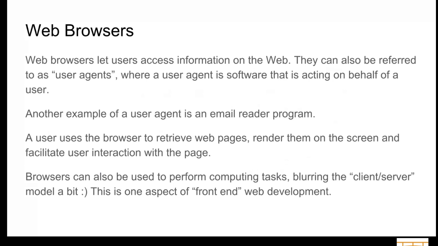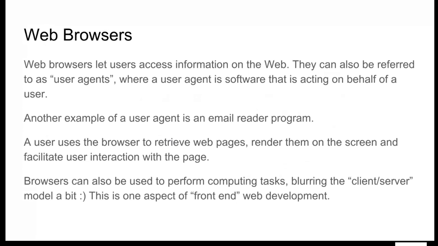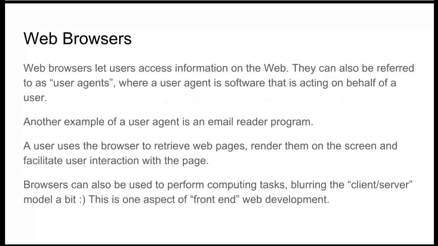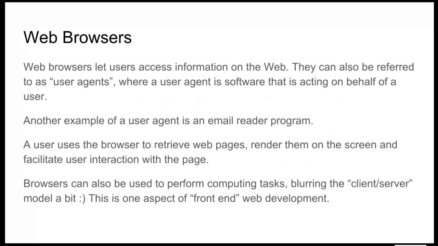Now let's talk about web browsers a little bit. Web browsers let users access information on the web. This is something that is not that commonly known: they can also be referred to as user agents, where a user agent is software that's acting on behalf of a user. It's an agent for the user, like a real estate agent is your agent in the real estate process. In the same way, this piece of software is acting on behalf of the user. Another example of a user agent is an email reader program. You want to read email, you tell it what to do, it fetches the email and then presents it to you for viewing.